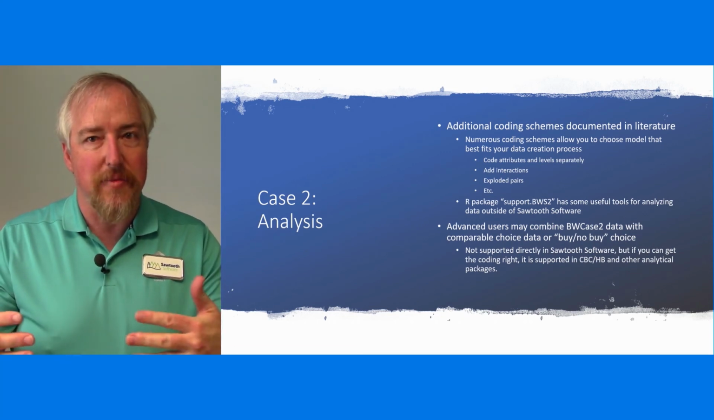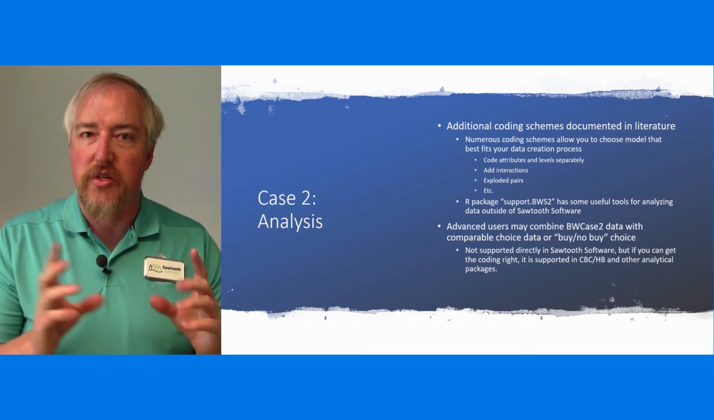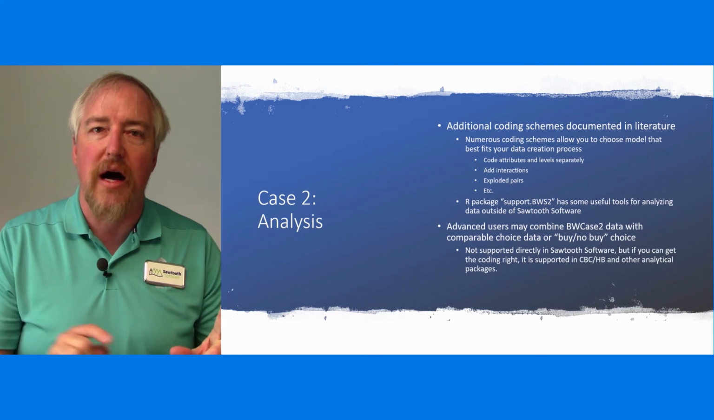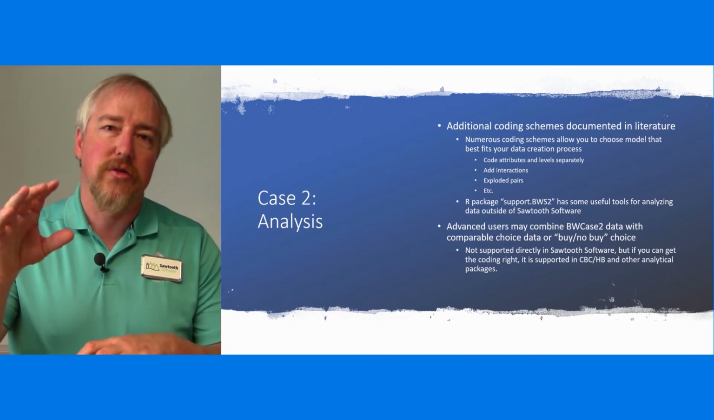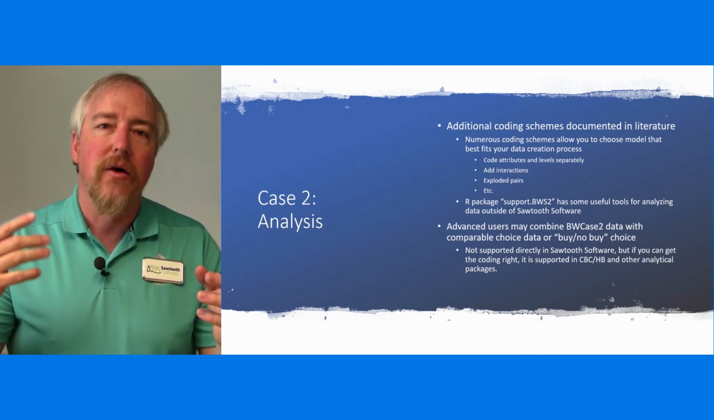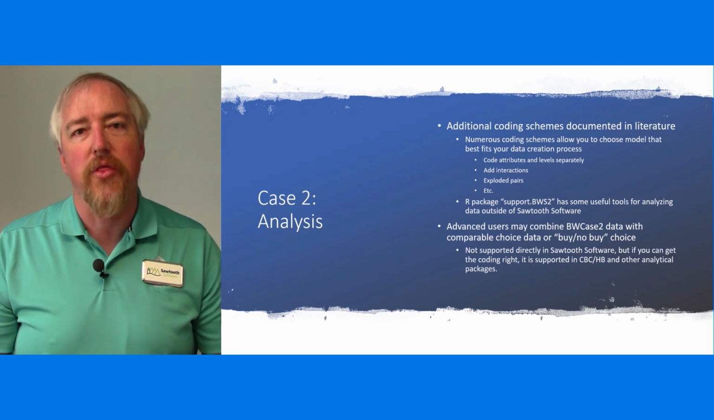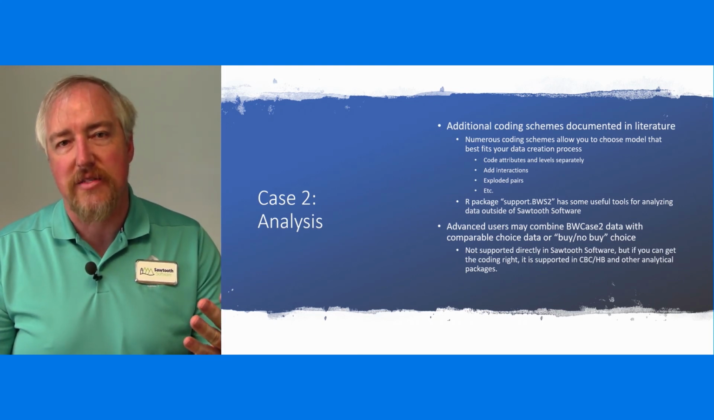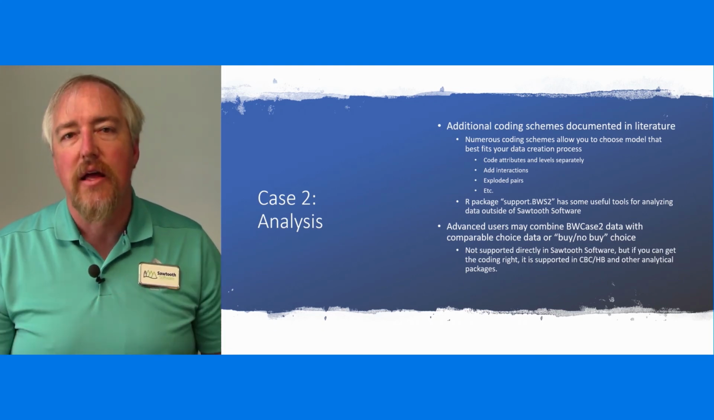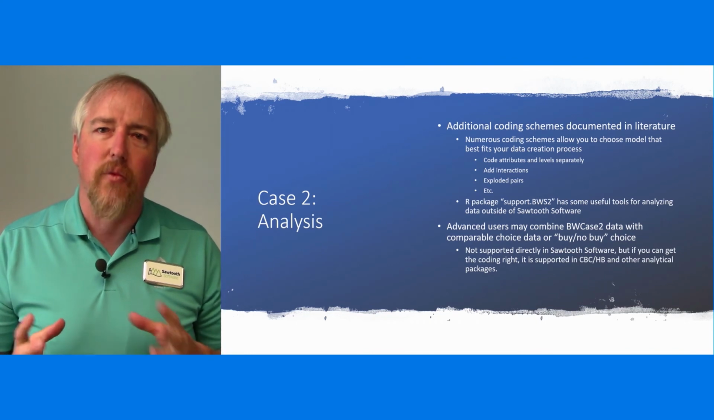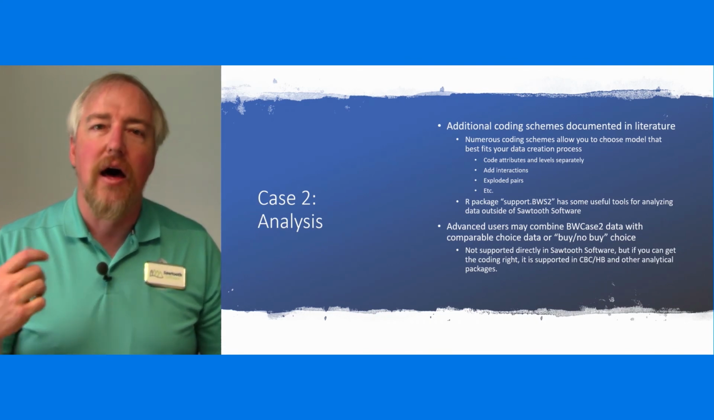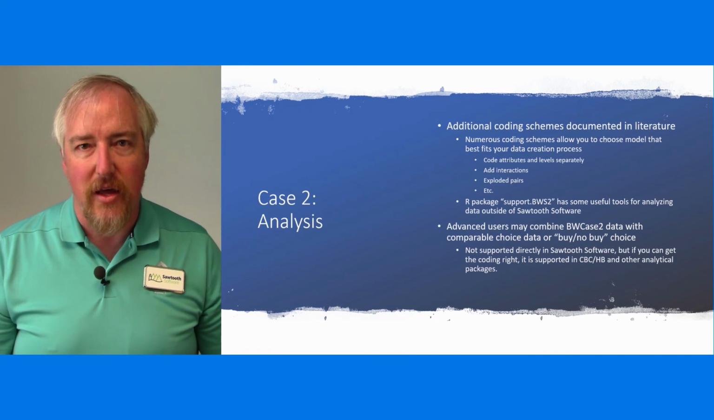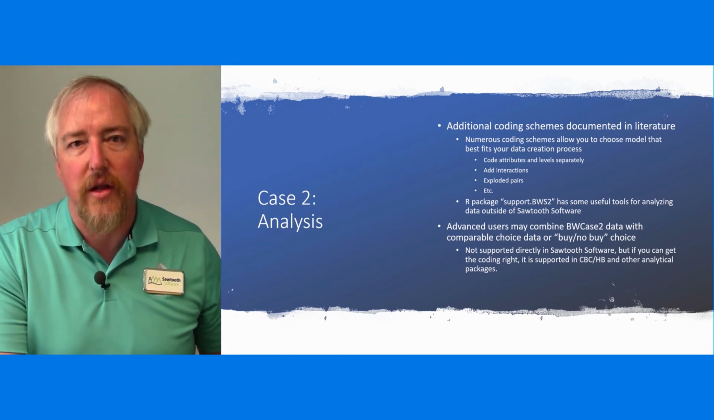Or we could ask a CBC type exercise later where we showed multiple profiles and said, which one would you buy from? And if we recode those two so they're in a common format, we could actually build a model that has both the MaxDiff exercise data and the CBC data, and we can merge those together. Again, we're not going to talk about the specifics of that. There are papers out there that can tell you how to do that type of recoding and analysis.